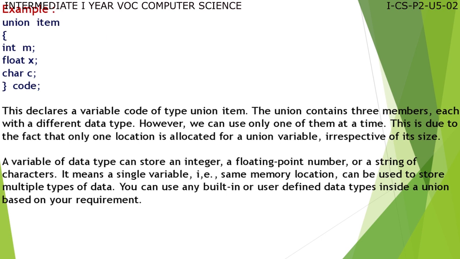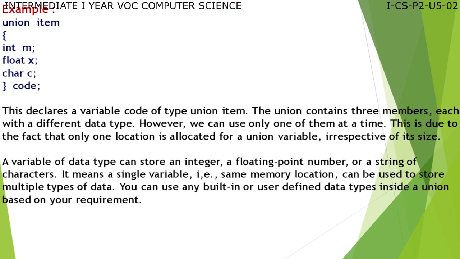The union contains 3 different variables, which we can call members. Each member has a different data type, and we can use only one at a time, as in the definition of the union. This is due to the fact that only one allocation is made for the union variable, irrespective of its size. It will be allocated according to the largest one.